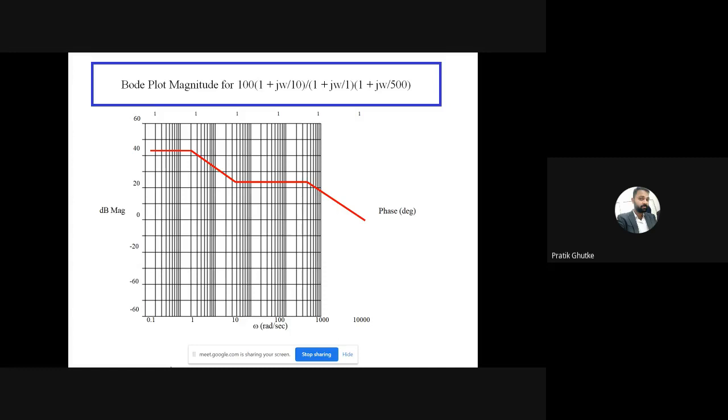So first of all, I have to mark the 0 dB line. So 20 log of k, I have marked how much it is coming. 20 log of k, that is 20 log of 100, means 40 dB. So horizontally, I have to draw the 20 log of k line, that is the 40 dB line, horizontally above the 0 dB. So in this case, this is your 20 log k line, which is as shown here.